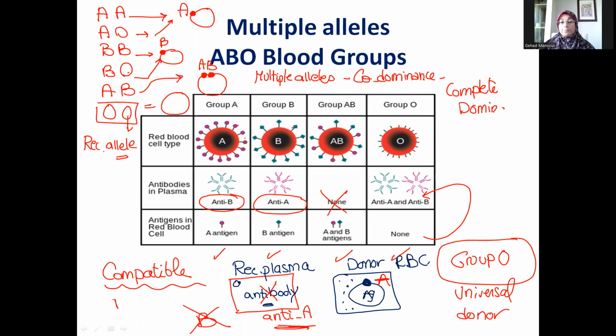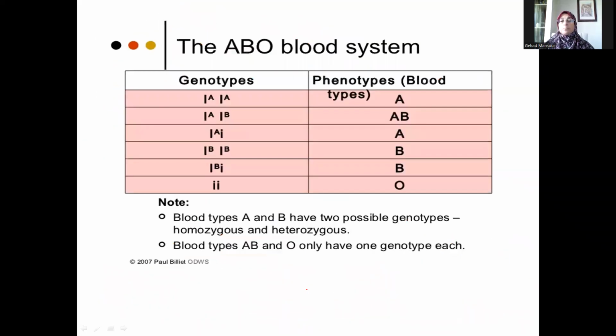Similarly, group AB is considered a universal recipient. Why? Because group AB does not have any antibodies from the very beginning. It does not have any antibodies in the plasma, so it can receive whatever type of blood with whatever types of antigens on the red blood cell membrane.